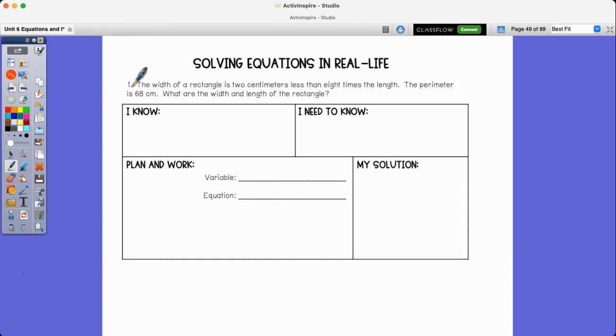The first thing we're going to do is look at problem 1 and determine what we already know. It says the width of the rectangle is 2 centimeters less than 8 times the length. The perimeter is 68. What are the width and the length of the rectangle? So these are things we know.